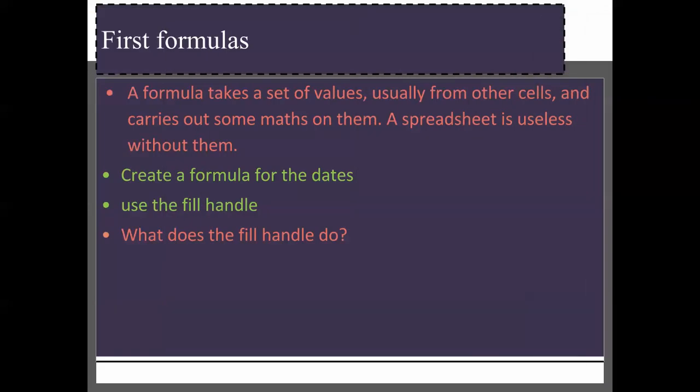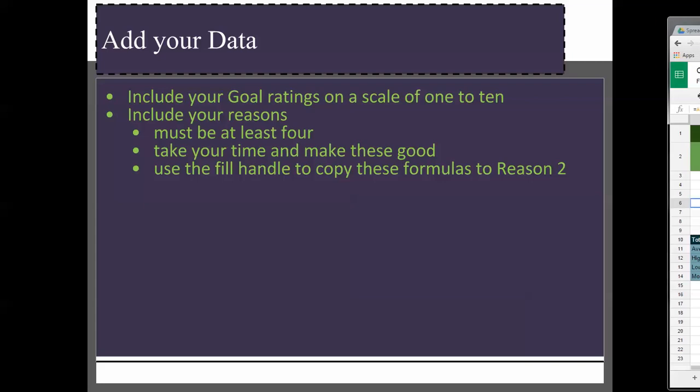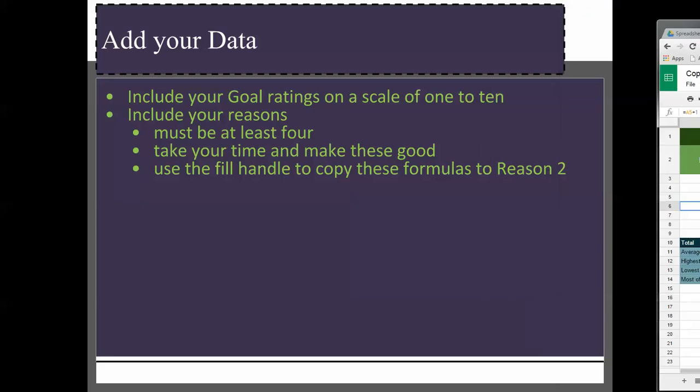All right. What does the fill handle do? It copies whatever is in one cell down to the next. Okay, add your data. So here's what you do. Include your goal ratings on a scale of 1 to 10. Include your reasons. Must be at least 4. Take your time and make these good. Use the fill handle to copy these formulas to your reason 2.